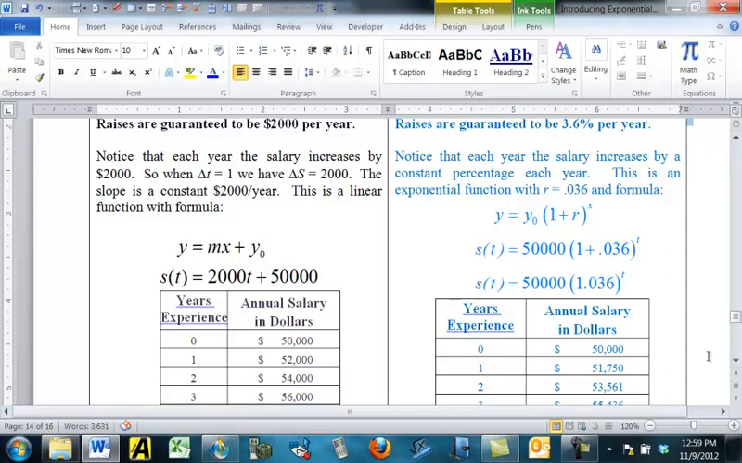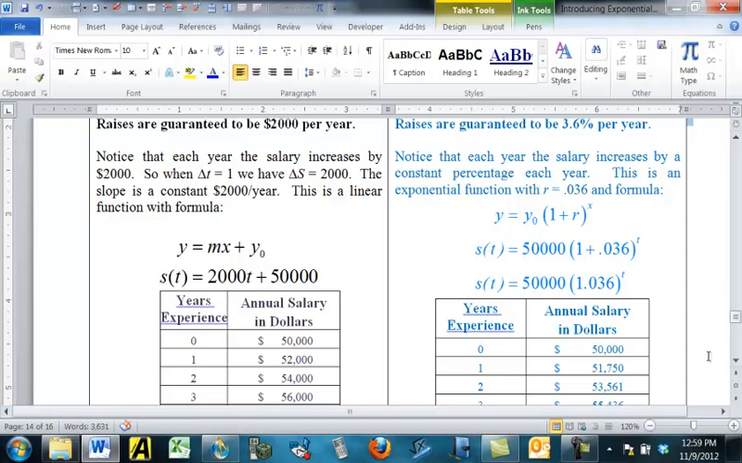On the other hand, let's look at the exponential side, and it is exponential. When you have a constant percentage growth, that's an exponential function. And so the formula we're going to use is y equals y sub 0 times b to the x, but b is 1 plus r, so it's y sub 0 times (1 plus r) to the x.